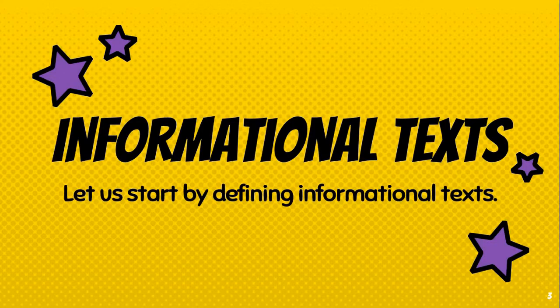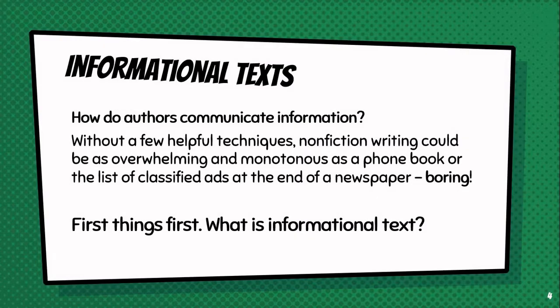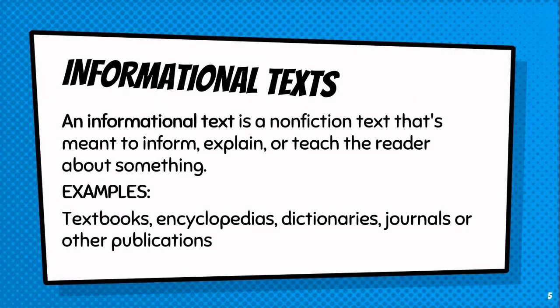Let's start by defining informational texts. Let me pose a question here. How do authors communicate information? Without a few helpful techniques, non-fiction writing could be as overwhelming and monotonous as a phone book or the list of classified data at the end of a newspaper, which is a little bit boring. So first things first, what is informational text? An informational text is a non-fiction text that is meant to inform, explain, or teach the reader about something. Good examples are textbooks, encyclopedias, dictionaries, journals, or other publications which are used mostly for educational purposes.